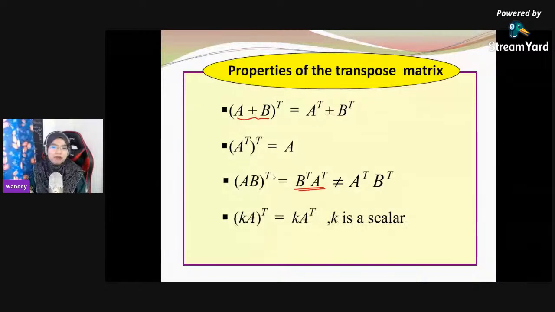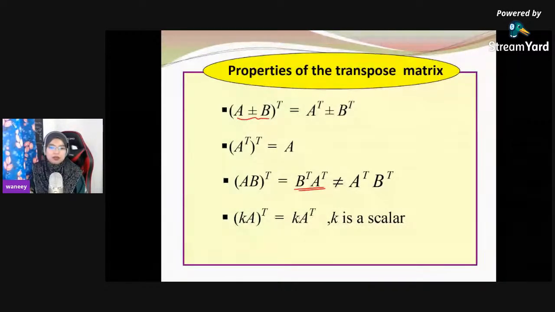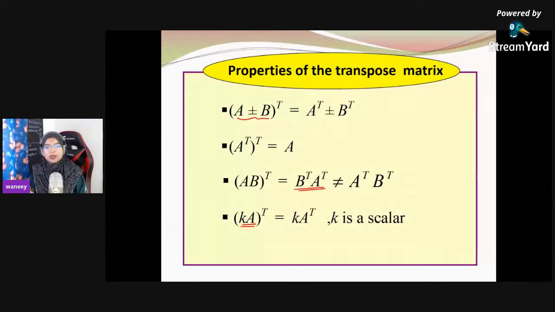Okay, so now if let's say you have K A transpose, that is actually equal to K and then A transpose. So you can either times with the scalar first before you transpose, or you can transpose the matrix before you times with the scalar.